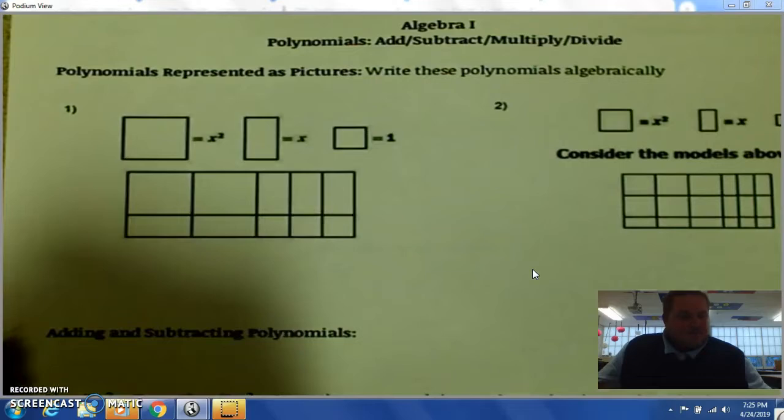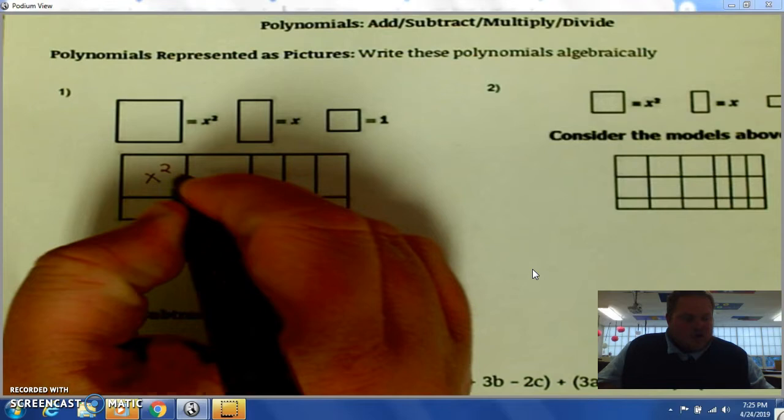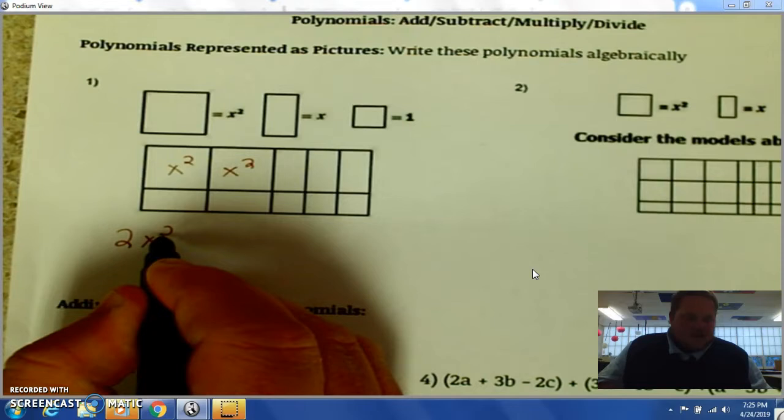But anyway, so let's go ahead and look at this. This just wants you to write the polynomials algebraically if you're looking at algebra tiles, okay? So these big boxes represent an x squared. So this is an x squared, and that's an x squared, okay? How many of them do we have? We have two of them. So we have 2x squared, okay?